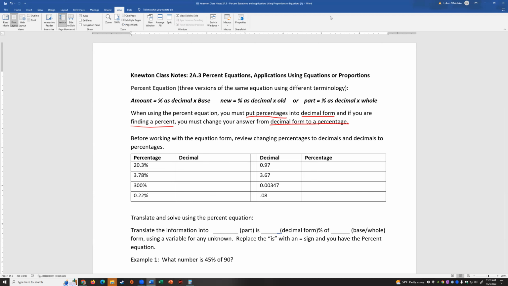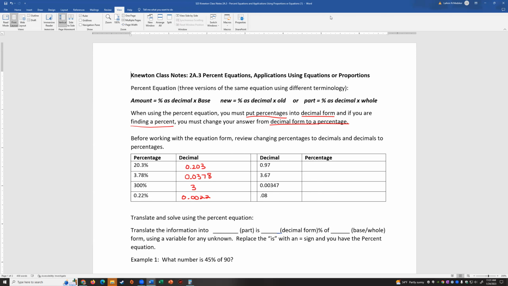So just before we do that, let's remind ourselves how to convert. If you're going from percent to decimal, you move two places to the left. So this would be 0.203. Two places to the left would be 0.0378. Two places to the left on 300 would just be 3. And two places to the left on this one would be 0.0022. So those are now in decimal form.